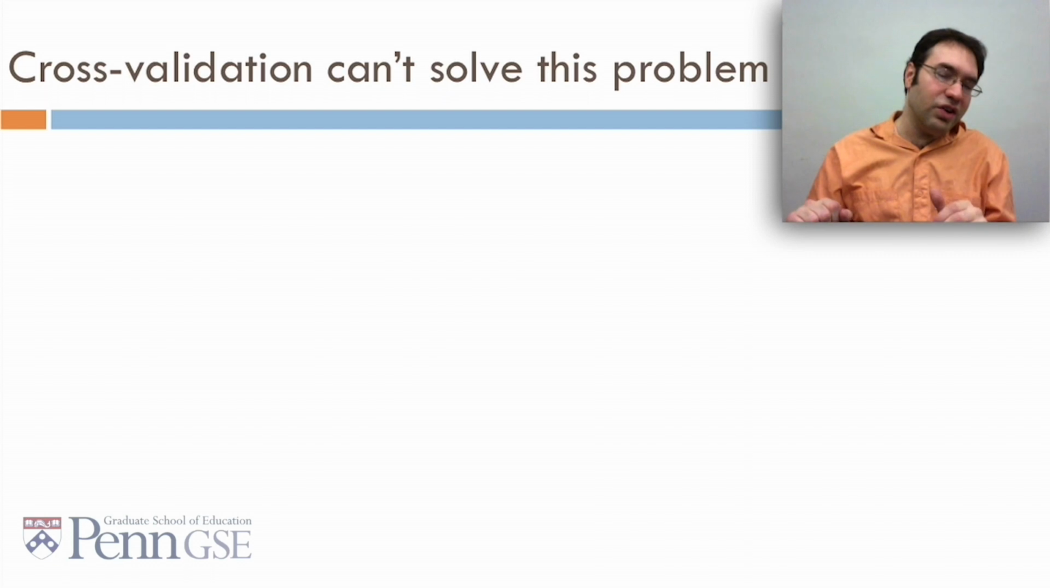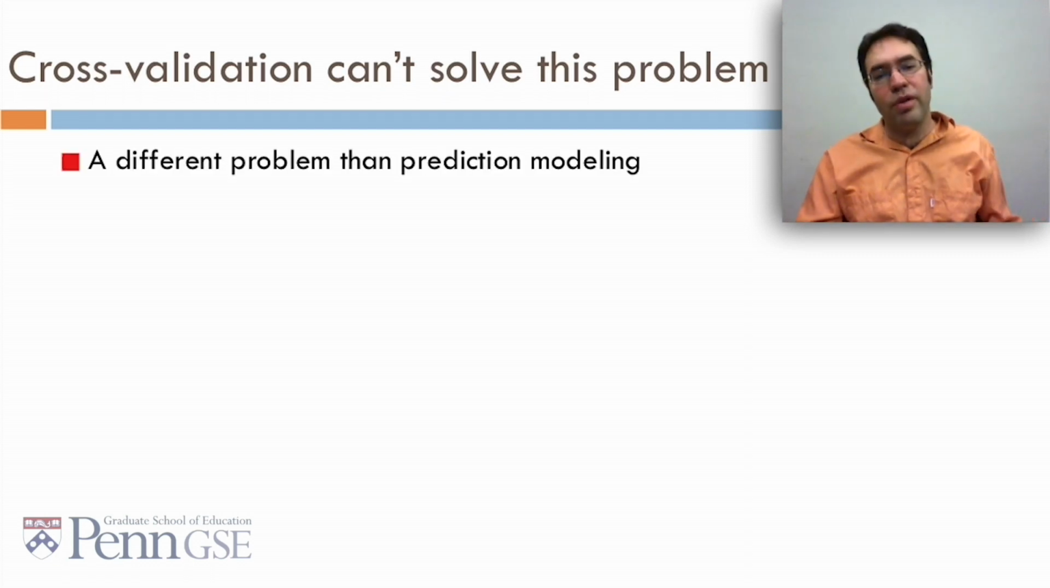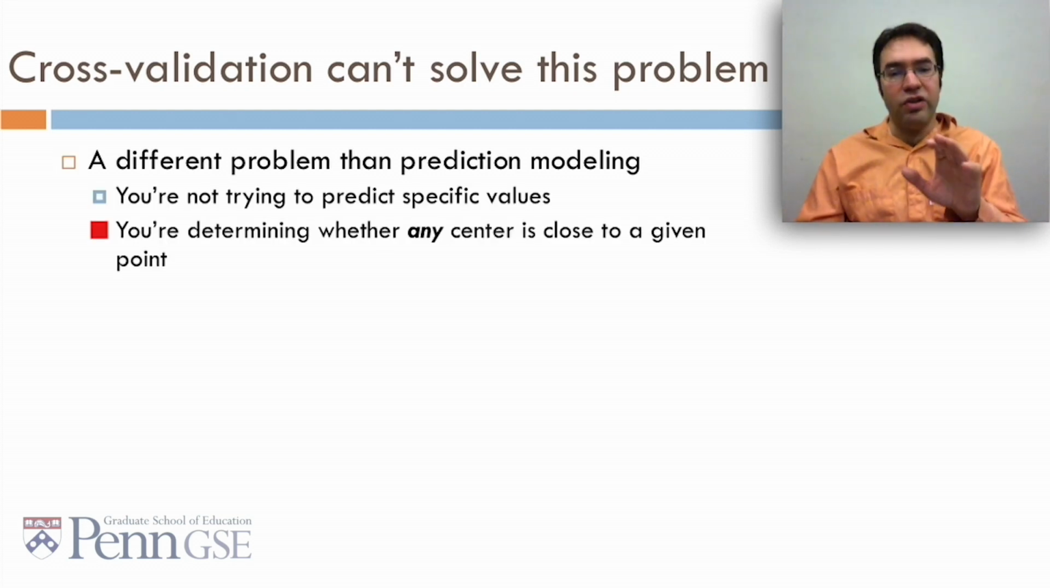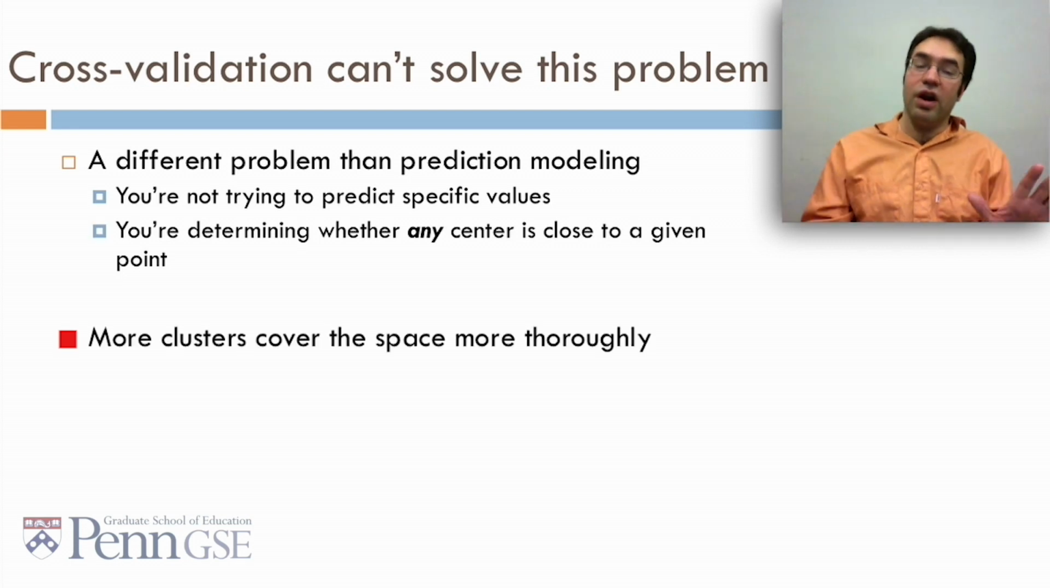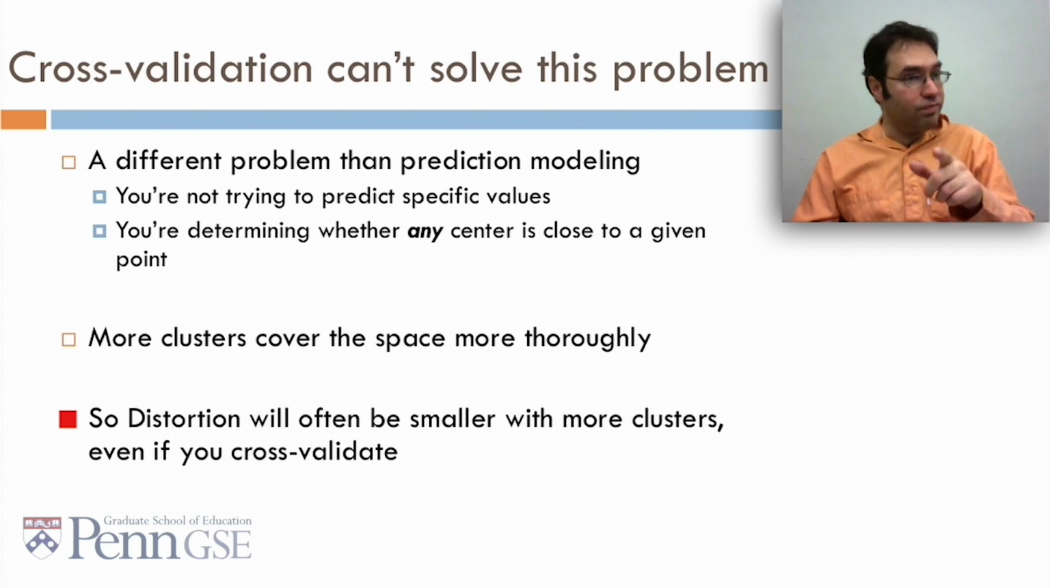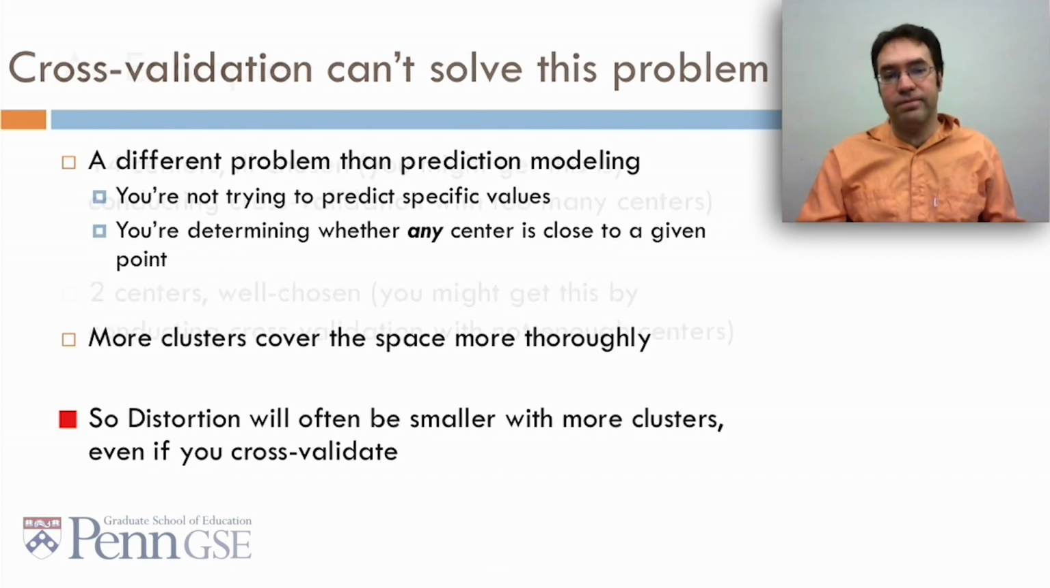Well, it's a good idea usually, but cross-validation actually can't solve this problem. It's a different problem than prediction modeling. You're not trying to predict specific values, you're determining whether any center is close to a given point. More clusters are going to cover the space more thoroughly. So distortion will often be smaller with more clusters, even if you cross-validate.